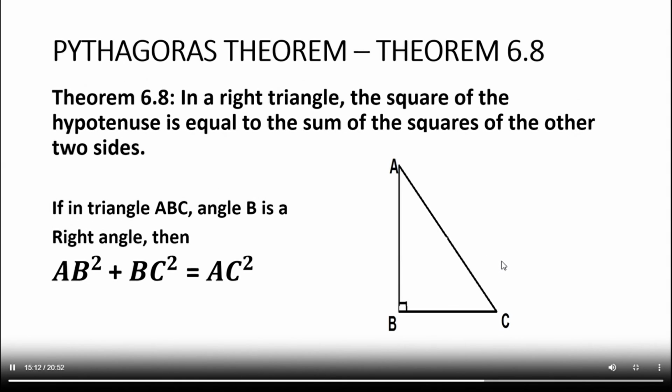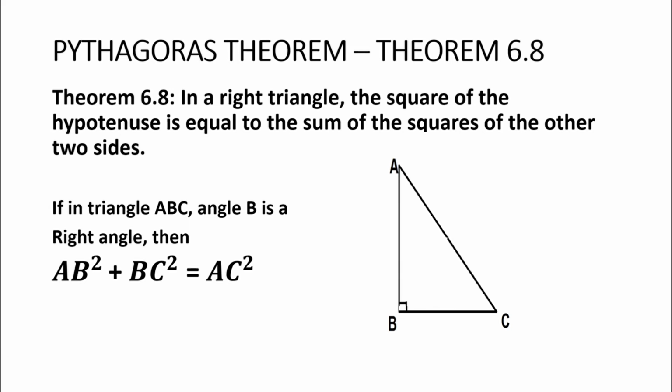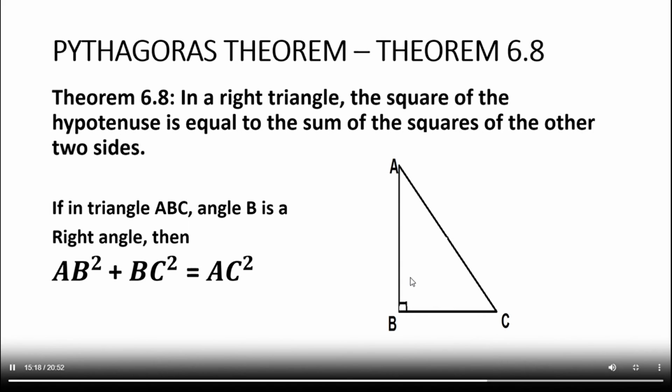The next is the Pythagoras theorem, which is very important and famous. It says that in a right angle triangle, the square of the hypotenuse is equal to the sum of the squares of the other two sides. If triangle ABC is a right angle triangle with right angle at B, then AB square plus BC square will be equal to AC square.